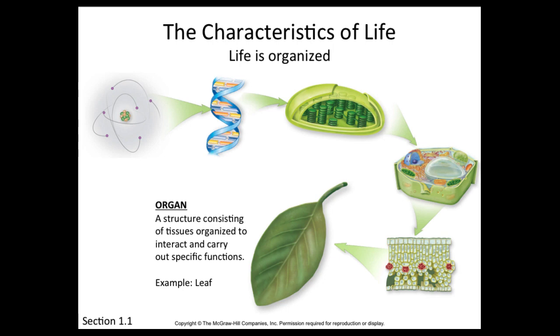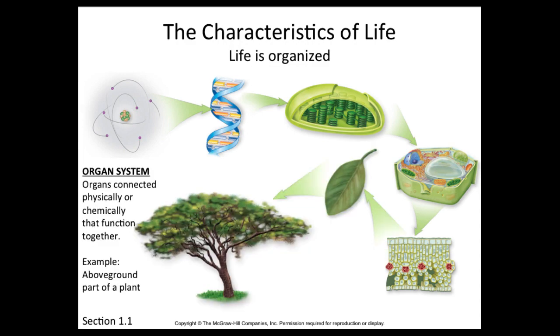Tissues are organized into organs, and organs therefore are defined as structures consisting of tissues organized to both interact and carry out specific functions. One example of an organ in a plant is a leaf. Now you've probably heard this term organ before, right? Human body has lots of different organs. Our heart, our lungs, our liver, stuff like that. Well, plants have organs as well, because by definition, all these organs are structures consisting of tissues that interact.